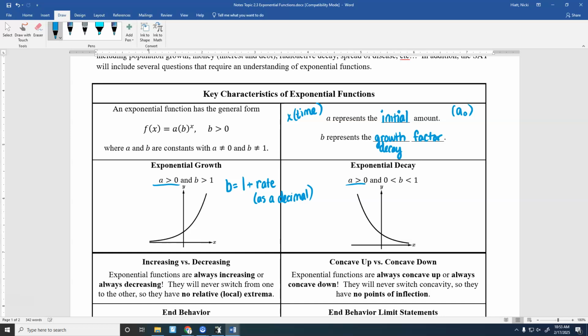So for exponential decay, A again is positive, but B is between 0 and 1. So it is a fraction somewhere between 0 and 1. For exponential decay, B is going to equal 1 minus the rate as a decimal. So if you have a car that is depreciating by 15% every year, then you would do 1 minus 0.15 to get that B value.